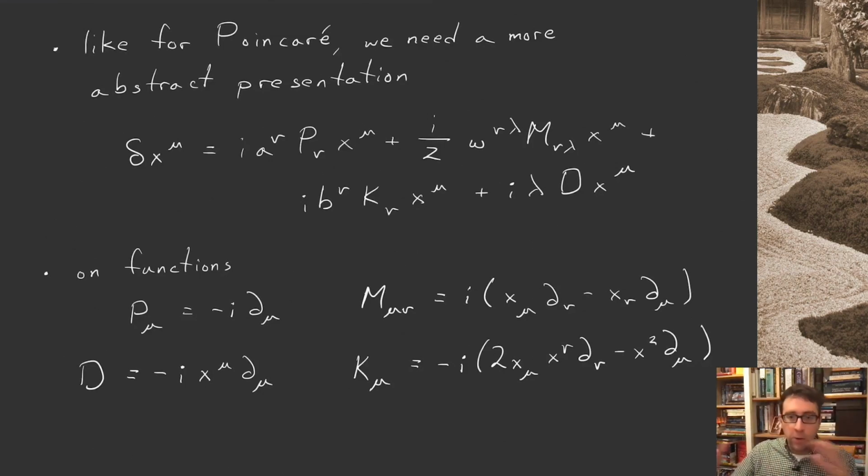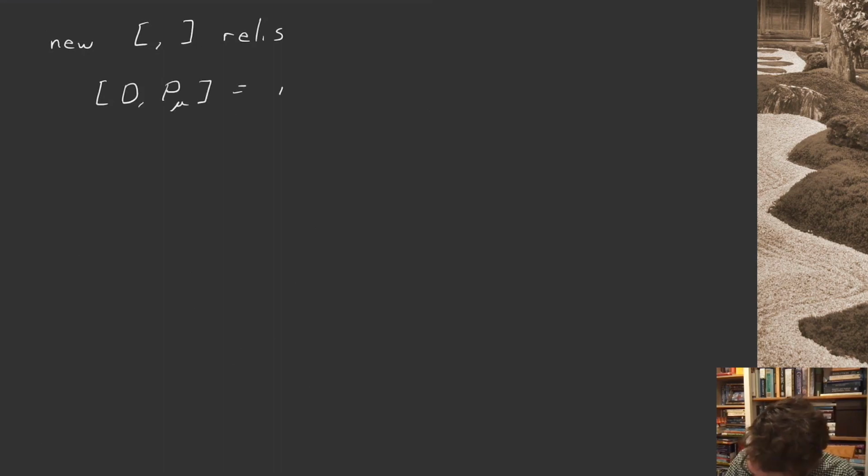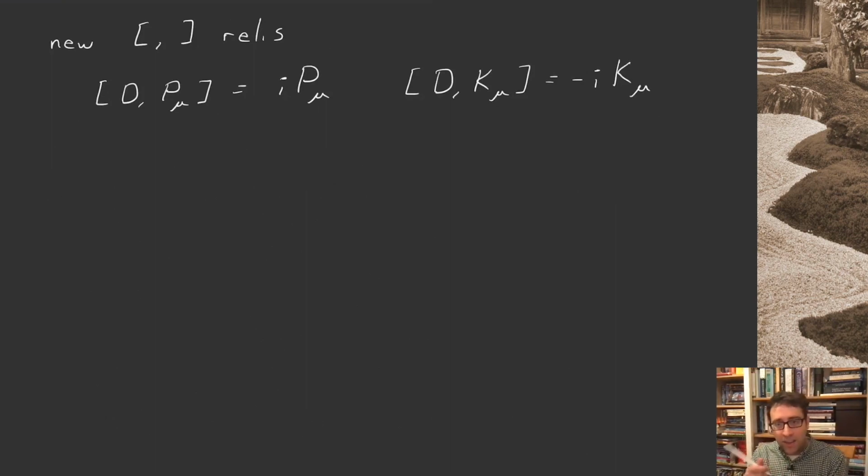So we're going to have all the old Poincaré commutation relations like we had in the first lecture this week, but now we're going to have a couple of new ones. So let's write those down. We're going to have dilatations with momentum. This is momentum again. We have dilatations with special conformal. This is special conformal again, but with the opposite sign. We'll see next week how that change in sign, the plus and the minus, is really of crucial importance for how you generate representations of the conformal symmetry group.